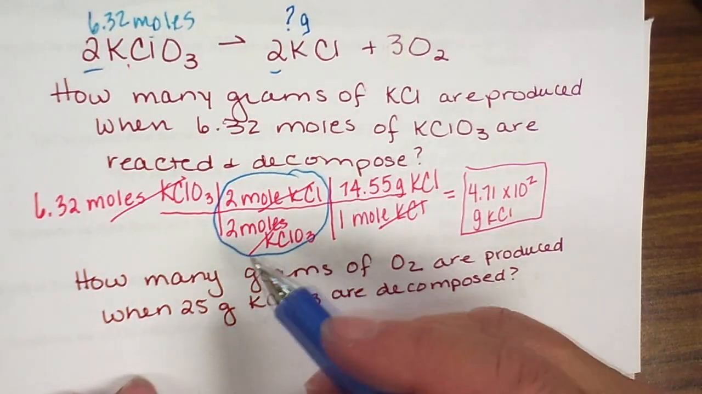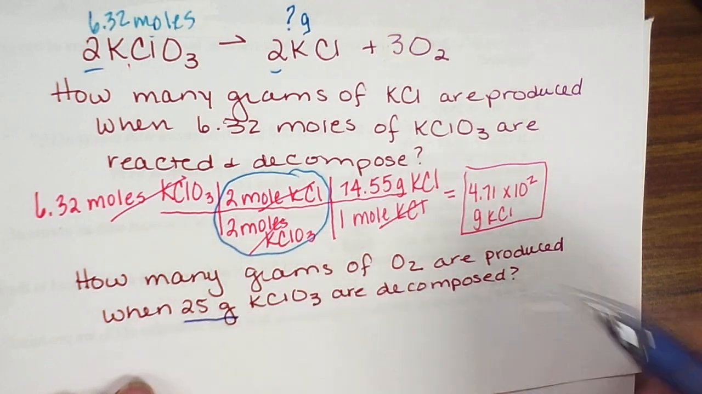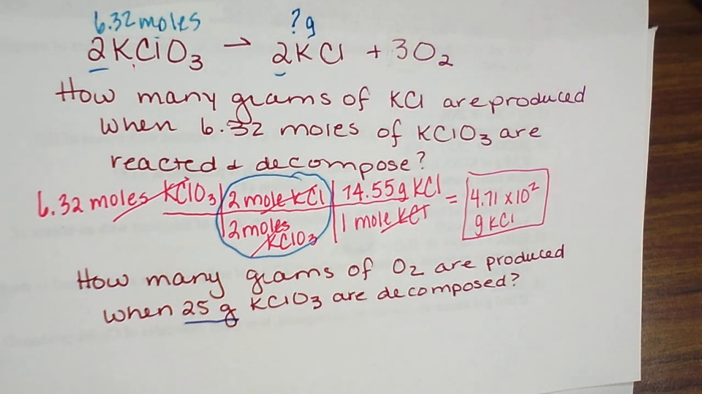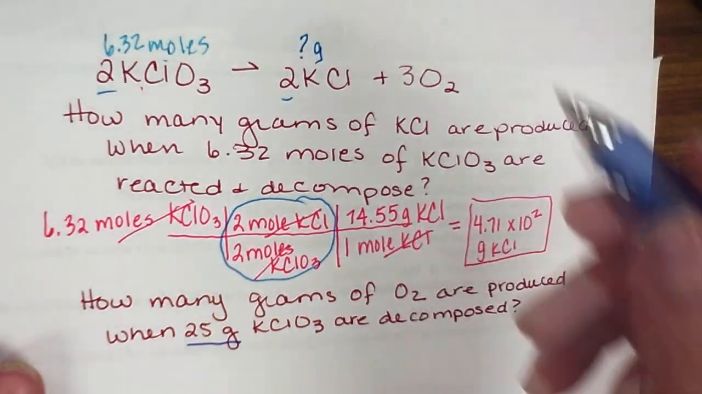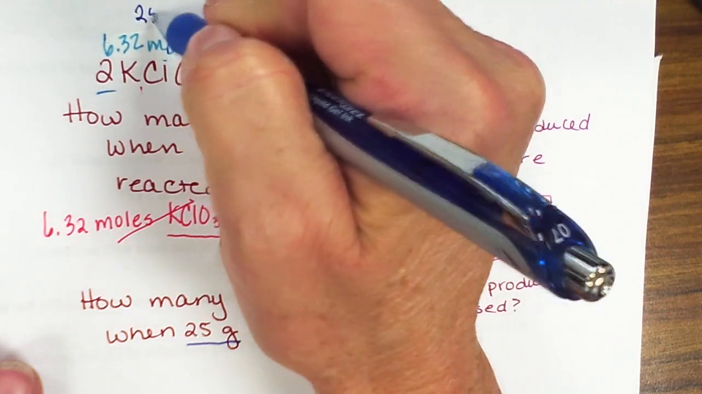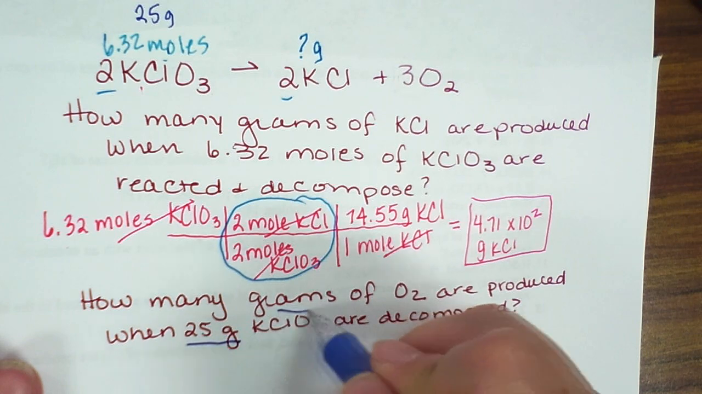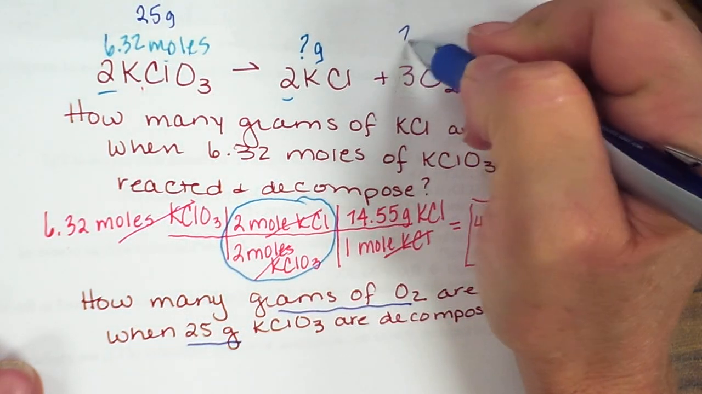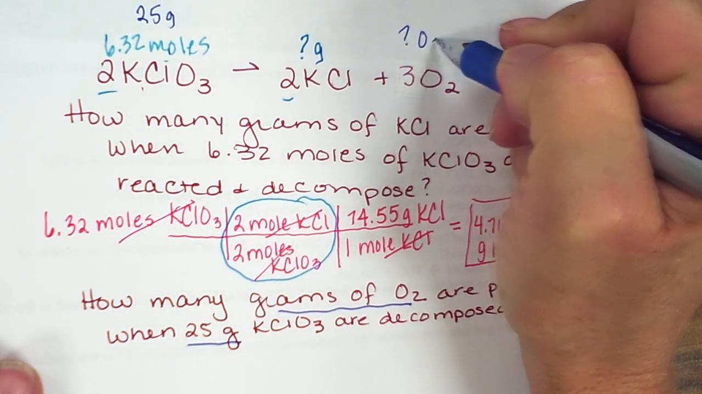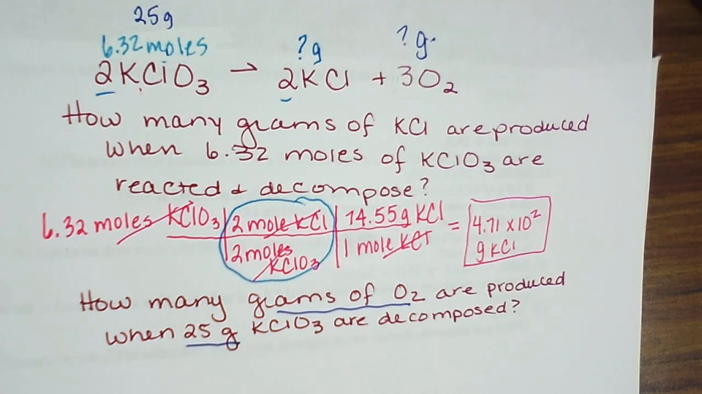So in this one, I'm going to use a different color here. I'm given 25 grams of potassium chlorate. So I'm going to go up here and put my 25 grams. And what I'm looking for is my grams of O2. Okay, how many grams of O2?